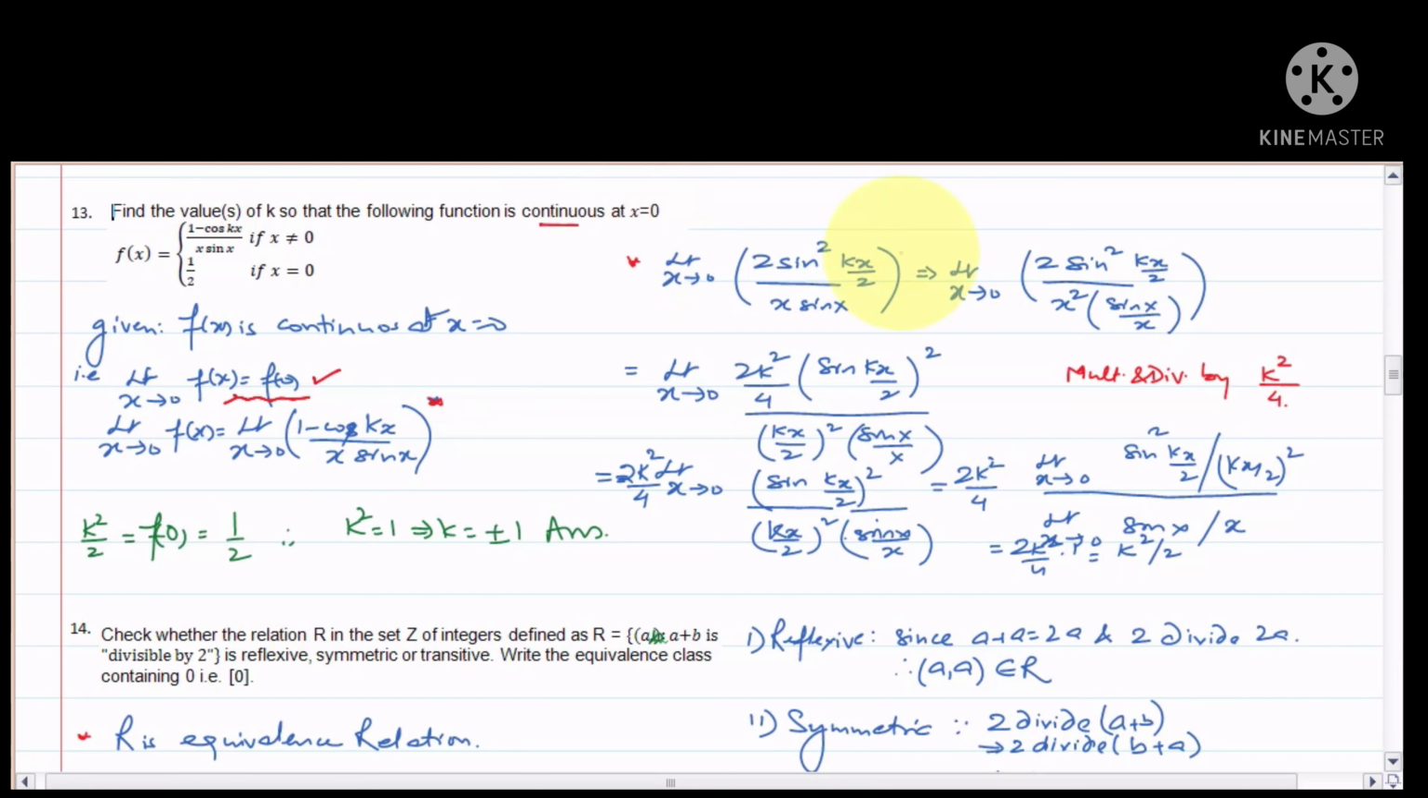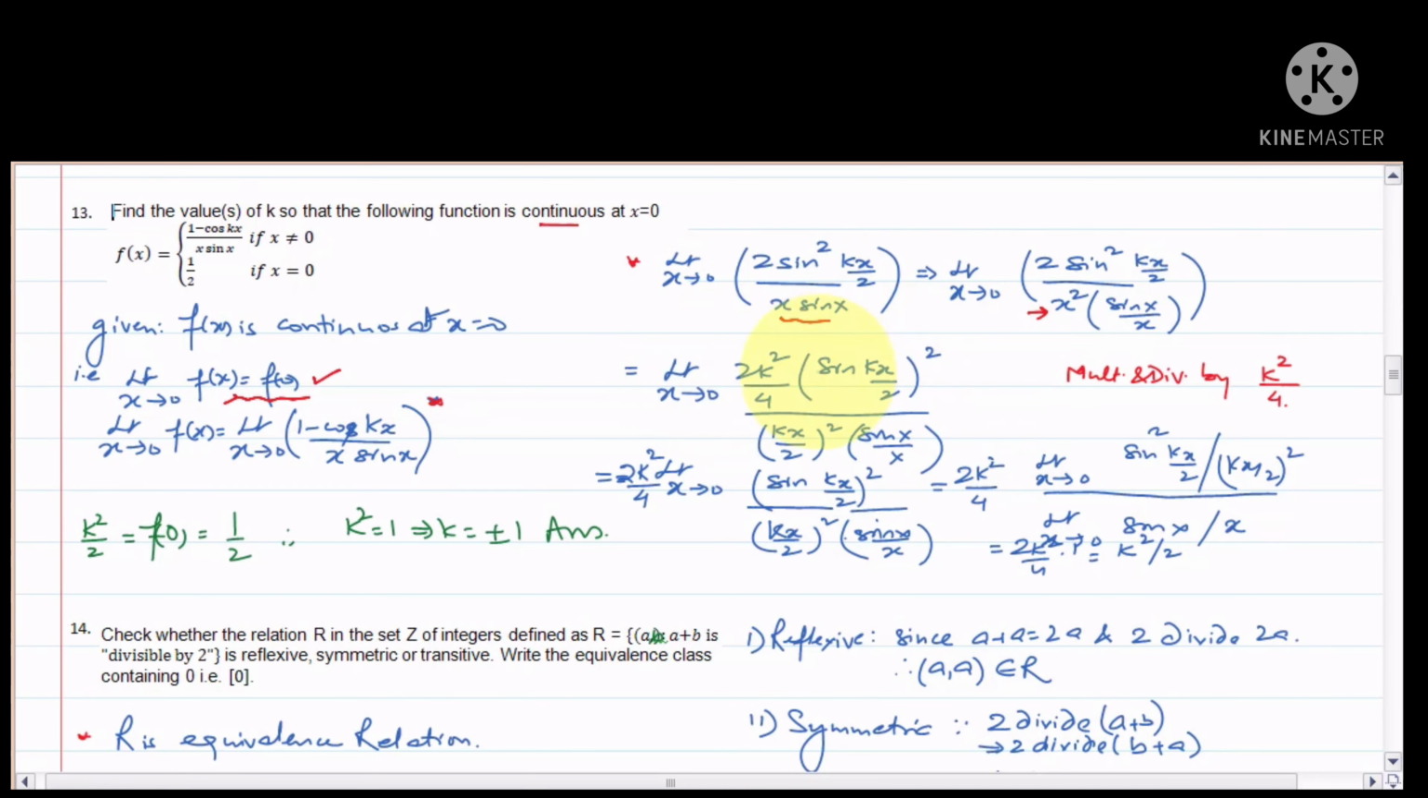So definitely the limit exists. So the question becomes limit x tend to 0, 2 sine square kx by 2, because 1 minus cos 2 theta can be seen as 2 sine square theta. So it yields 2 sine square kx by 2 upon x sine x. Now x sine x can be written as x square into sine x by x. The purpose is because the limit for sine x by x we know. So here I have written this value as x square sine x by x.